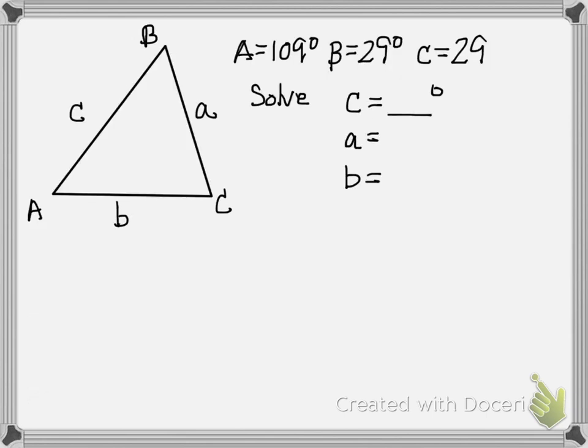A couple of things about this. One is when it says solve, that means we're going to find the measure of every side and every angle that we don't know. And as you can see here, we're given some information. In order to be able to solve, in order to find the measure of all of the sides and all of the angles, we have to be given three pieces of information. Some combination of angles and sides in three parts, or three pieces.